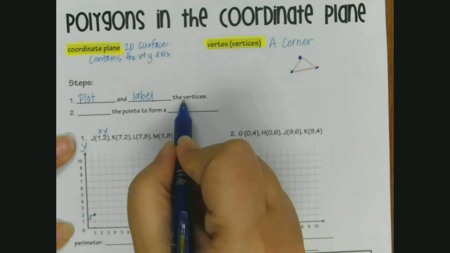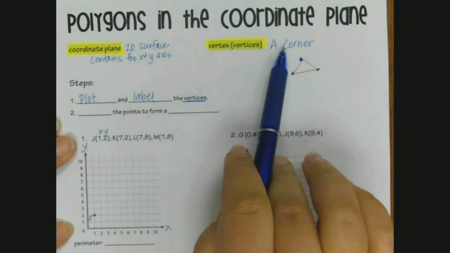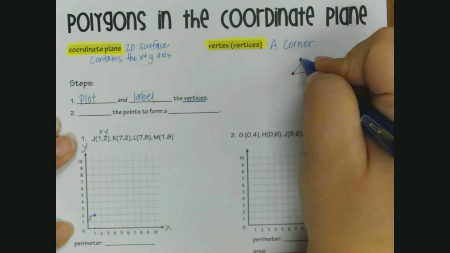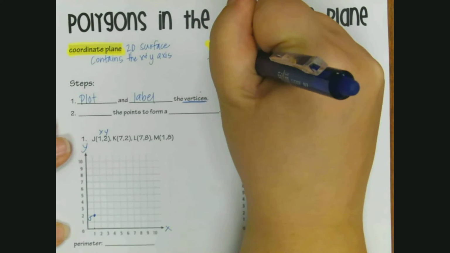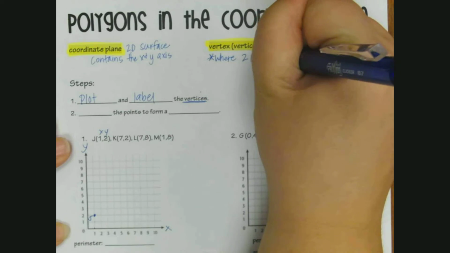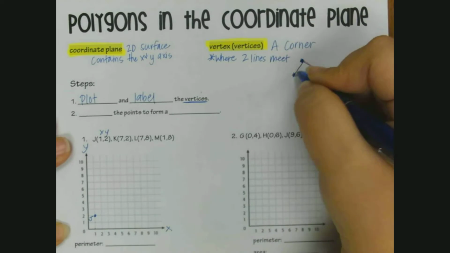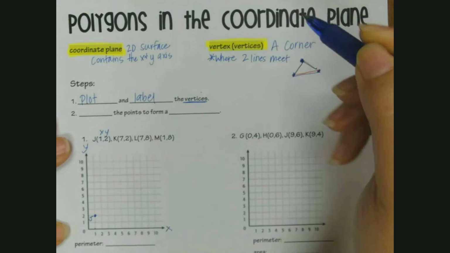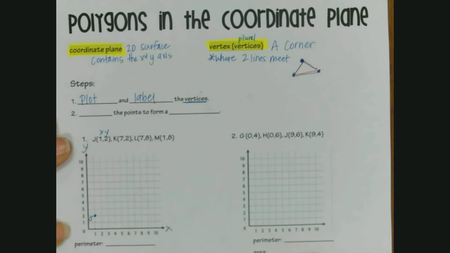Now, vertices, I forgot to bring up that vocabulary word. A vertice, or a vertex, is a corner. Okay, so if I have this triangle right here, it's each place that 2 lines meet. I'm actually going to add that to my definition. Where 2 lines meet to form a point, that's called a vertex. If you just have one, it's a vertex. If you have more than one, it's vertices. So this is just the plural form of vertex, okay?